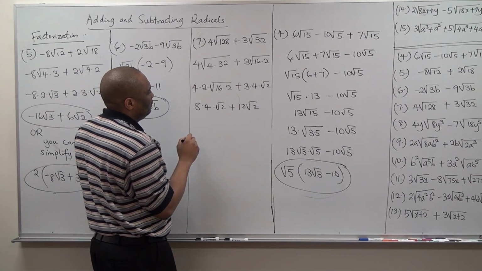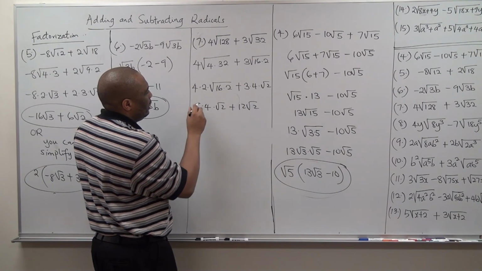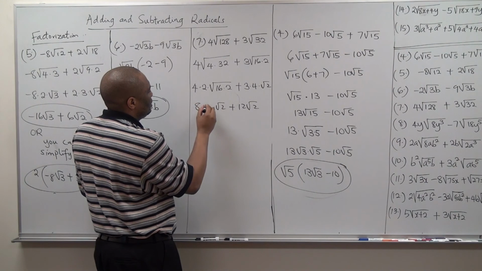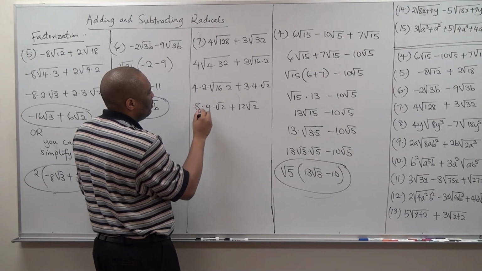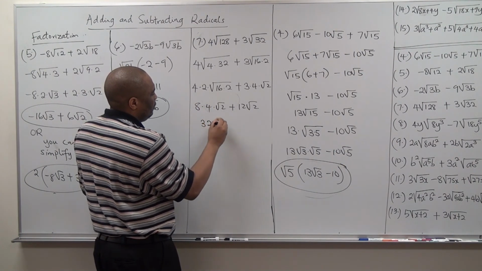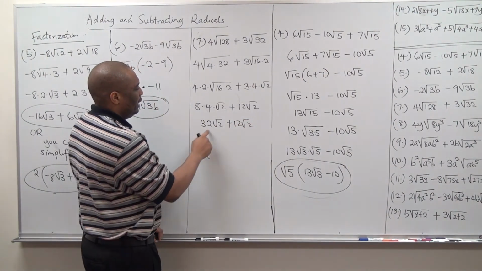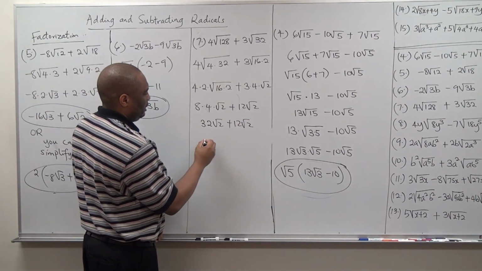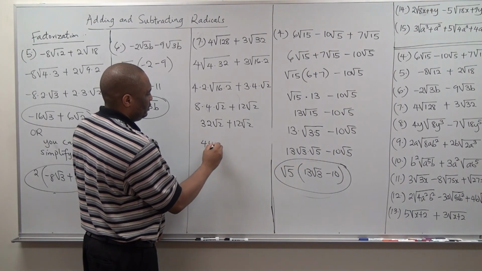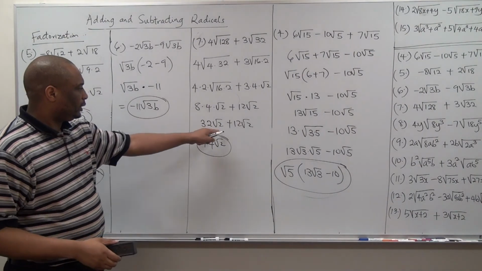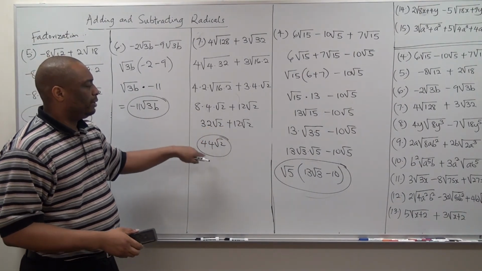And that will give us, this is 8 times 4. 8 times 4 is what? 32 square root of 2 plus 12 square root of 2. Right? And 32 plus 12 is what? That is 44 square root of 2. And that gives you your answer. Because square root of 2 is common.